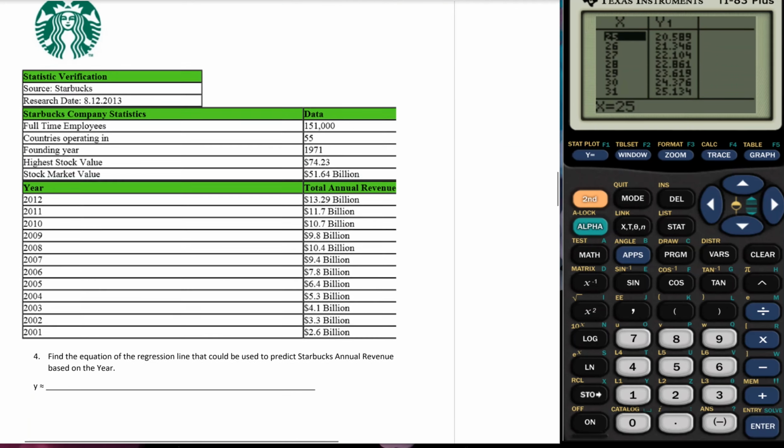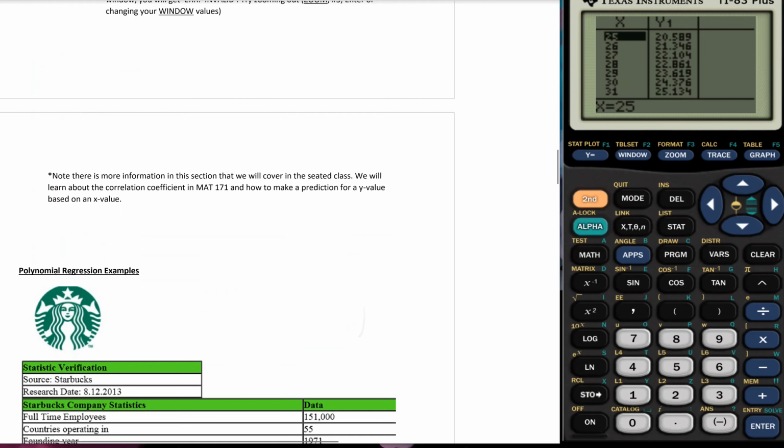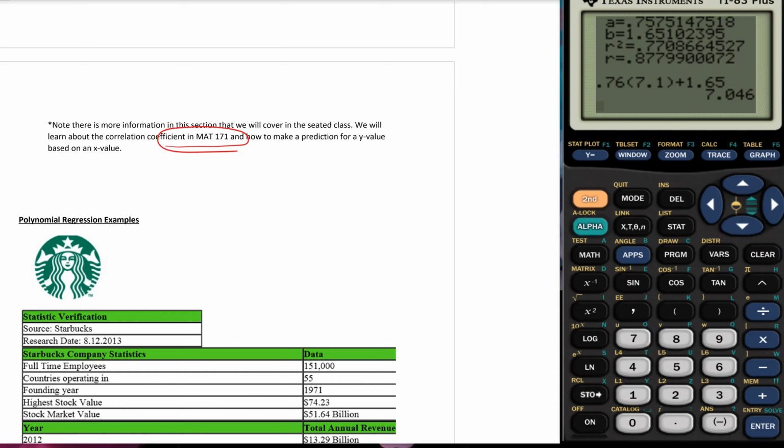All right, so now we're going to look at some more data. Oh, wait, I apologize. Note that there is more information in this section, but you are going to cover it in MAT 171, where you're going to talk correlation coefficients. Hopefully, if you did this, you have already turned your correlation coefficient on, which, by the way, if I hit second quit, your correlation coefficient is actually this little R. That R is my correlation coefficient. It tells me how accurate my equation is.